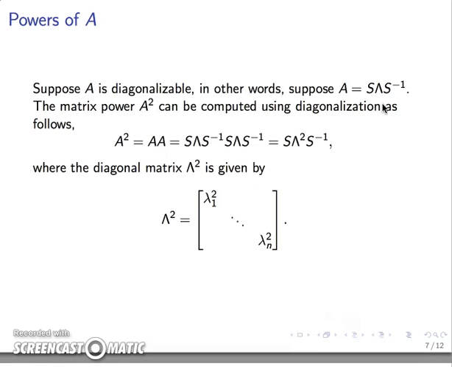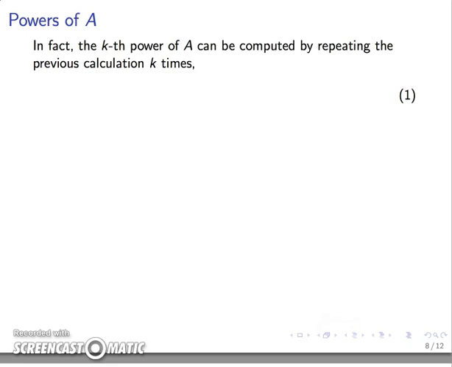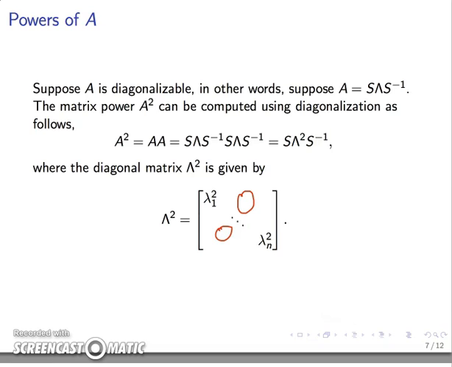And well, this is emphasizing that when we write lambda squared, we mean a diagonal matrix that has zeros off the diagonal, and it has the diagonal entries as lambda 1 squared, lambda 2 squared, all the way to lambda n squared. Okay, so the idea with the kth power, as I was mentioning before, what would happen if we multiply A squared times A?